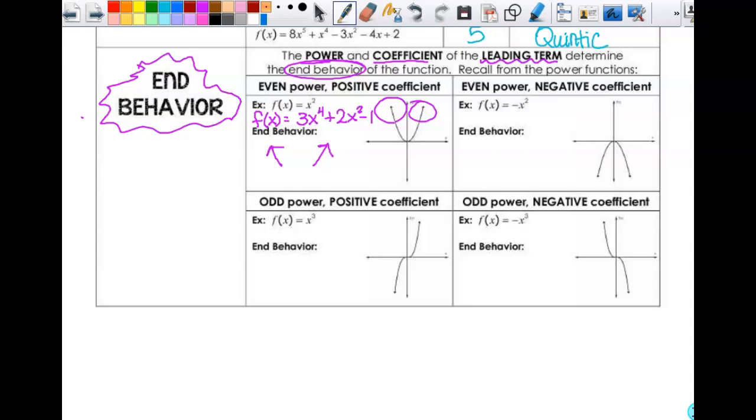So then if I have an even power negative coefficient, maybe I have f of x equals negative 3x to the 6th plus 4x to the 4th, and let's just leave it like that, it doesn't matter. But so I have an even power, x to the 6th, negative leading coefficient, so that negative, just like here, is going to reflect it down. Again, the middle does not look the same, but the end behavior does look the same. So since it's even and negative, my end behavior is down, down. We'll worry about the middle later.